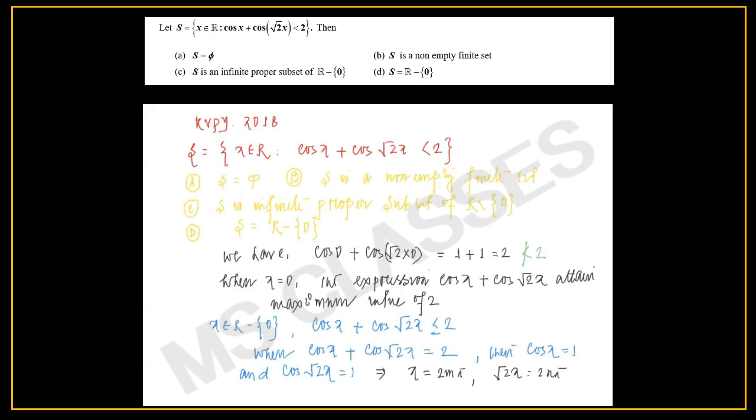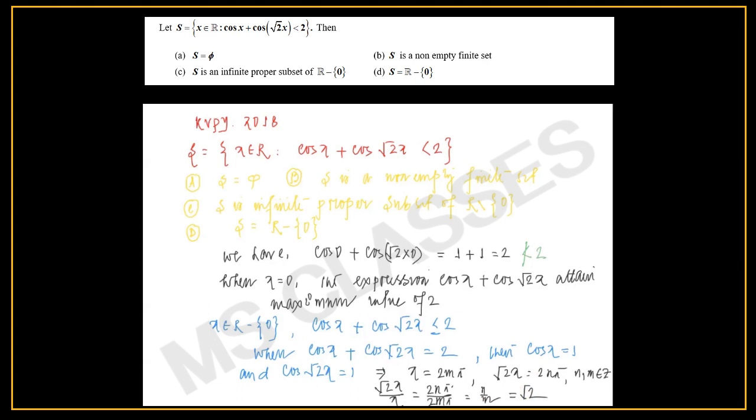Now, if we divide these two equations, what do we get? Root 2x by x equals 2n pi by 2m pi, that is, root 2 equals n by m. Now, that is not possible. Why? Because root 2 is an irrational number, but n and m are integers. When n and m are both integers, n by m is a rational number, so it cannot equal root 2. That will contradict the condition.